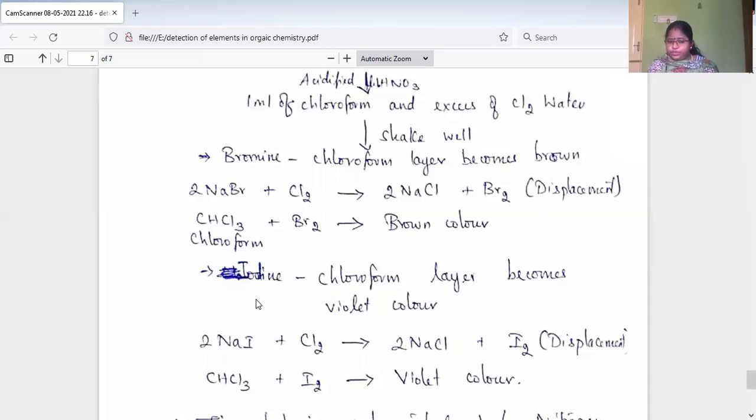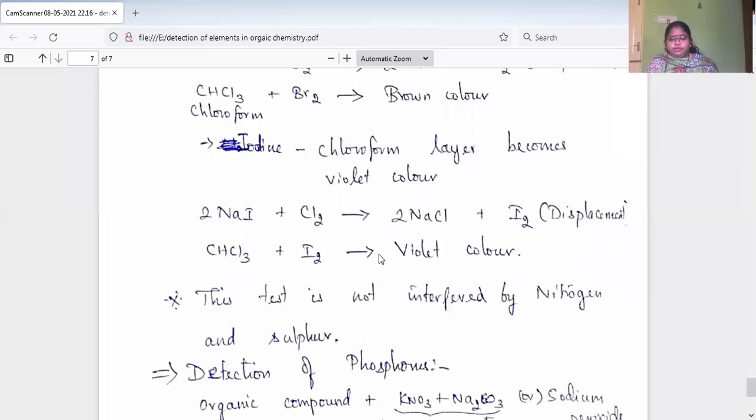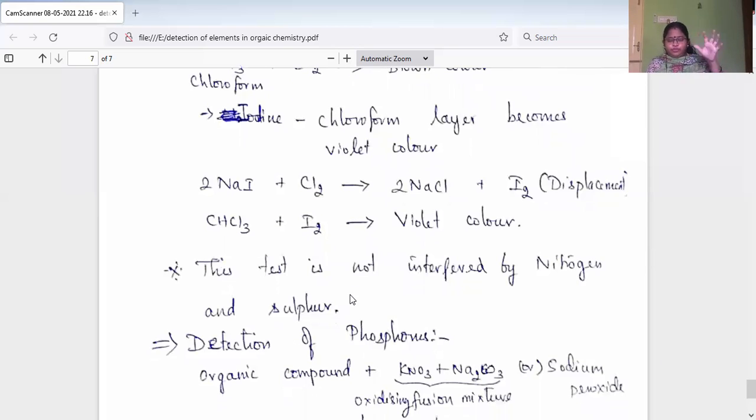If it is iodine, the chloroform layer turns violet, because the color of iodine is violet, like blue-black kind of. So you will get a violet colored layer. Again, it is a displacement reaction: chlorine displaces the iodine, so the iodine in the chloroform layer gives a violet color. Again, this test is not interfered with by nitrogen and sulfur, so it gives only the bromine test and the iodine test.